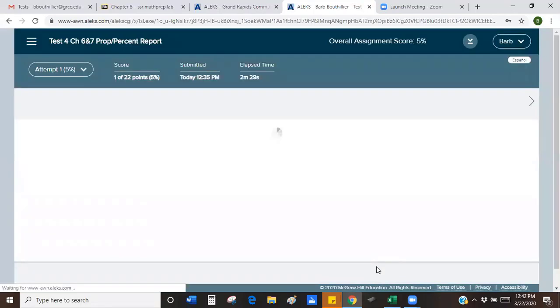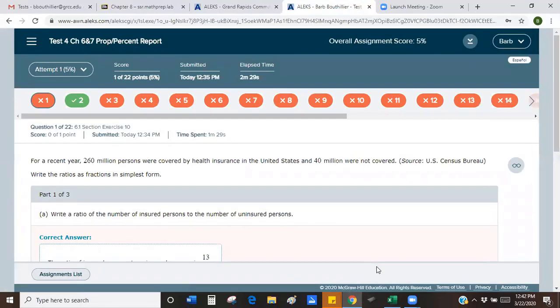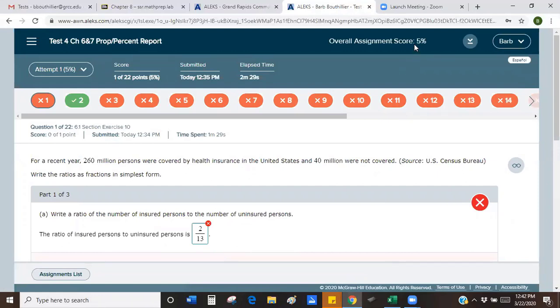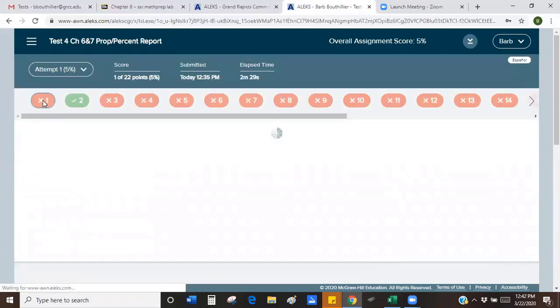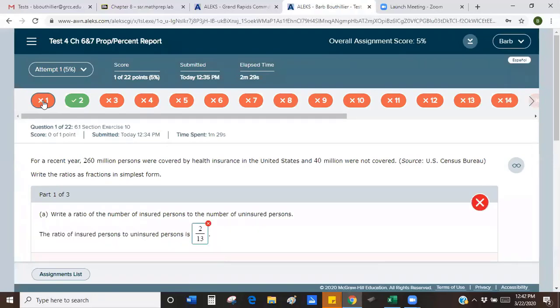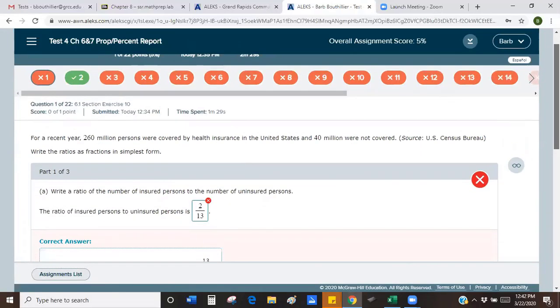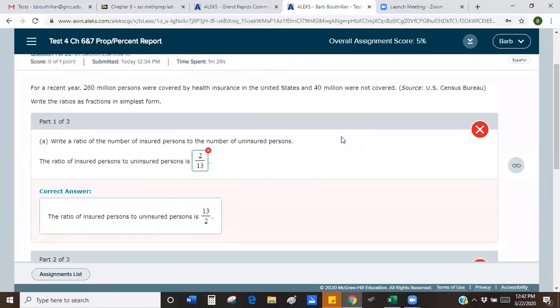So as a student, I took a test and I did pitifully. I only got 5%. This green one, that means I got it right. So that's the one problem I got right. So now I can go through each question, and if it's orange or red, whatever that looks like with the X on it, those are the ones I didn't get correct. And if I go through and look at it, it shows my answer and then it shows the correct answer.